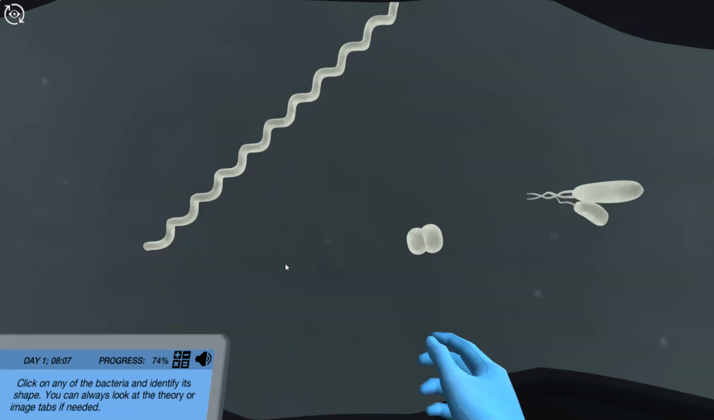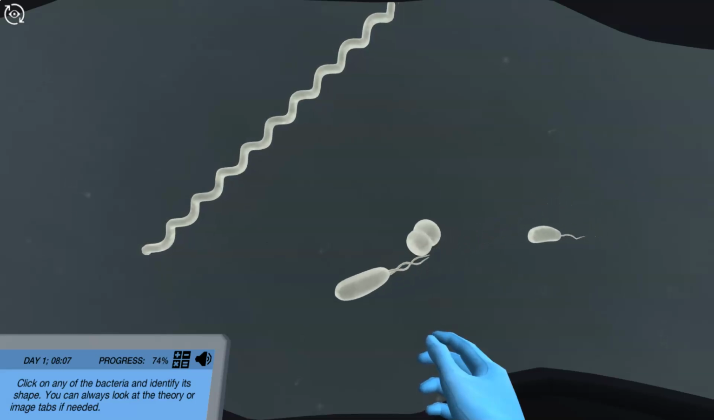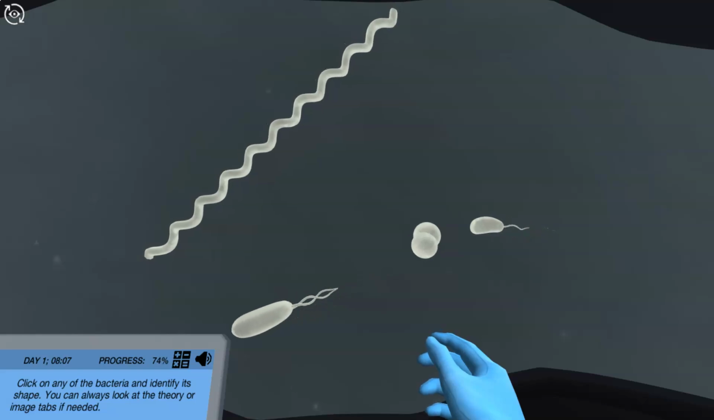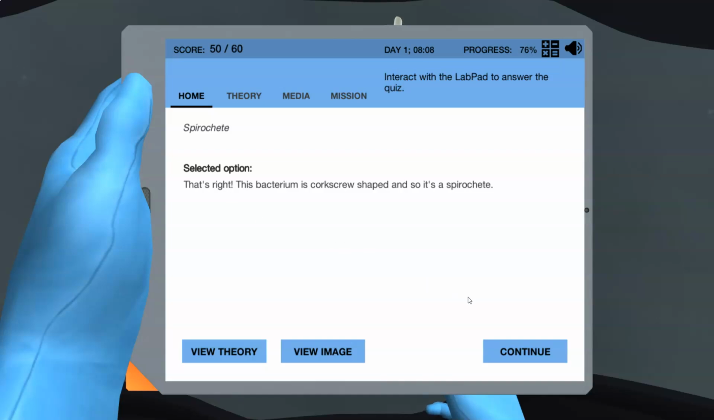Click on any of the bacteria and identify its shape. You can always look at the theory or image tabs if needed. Which shape is the bacteria you caught? That's right. This bacterium is corkscrew-shaped and so it's a spirochete.